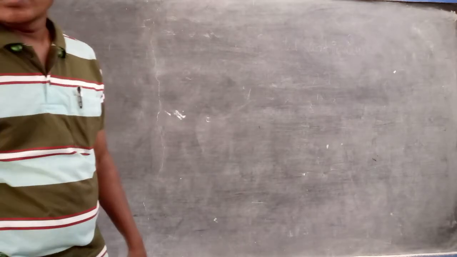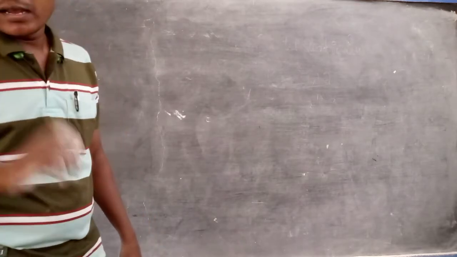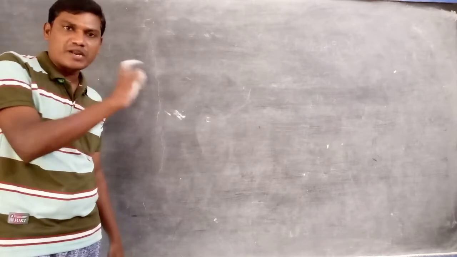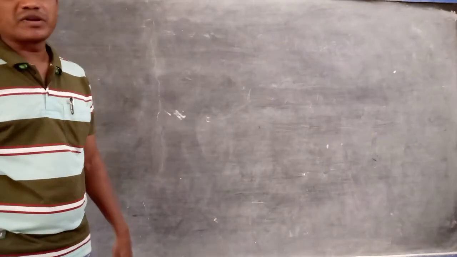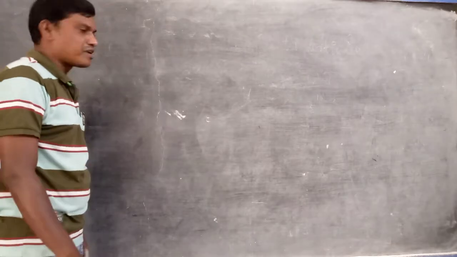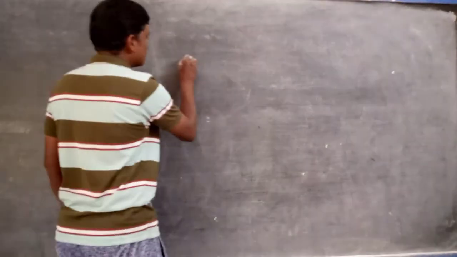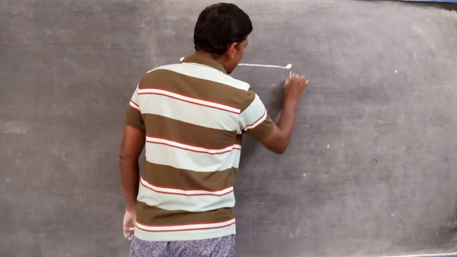Next one. A car moves half of the distance at a speed of 50 km per hour and the remaining half of the distance with 40 km per hour. Find the average speed of the car. Okay, same as before, but previously they gave the running time.